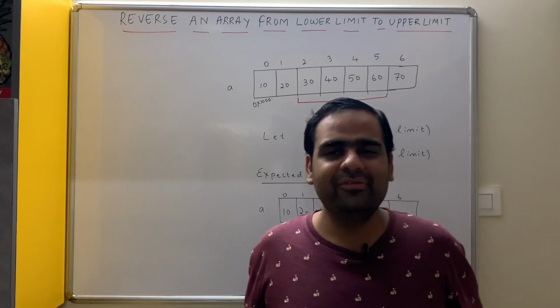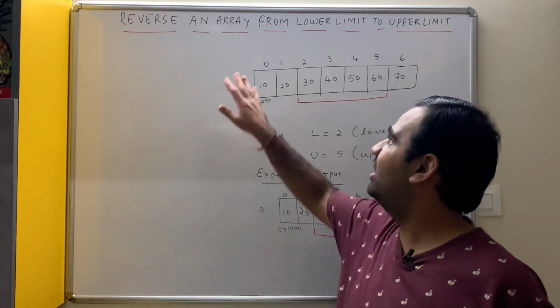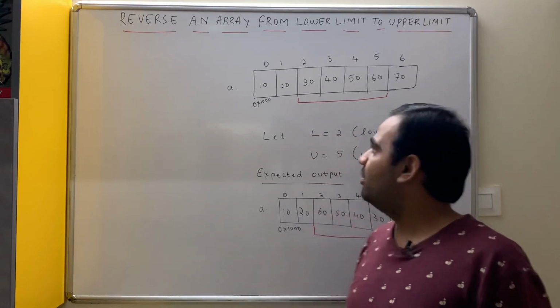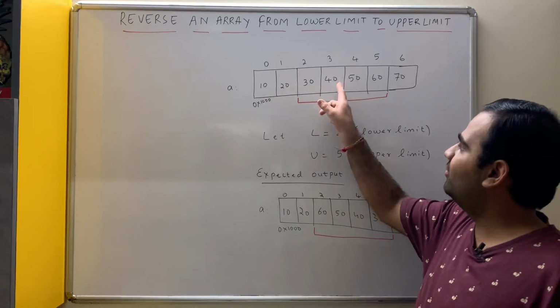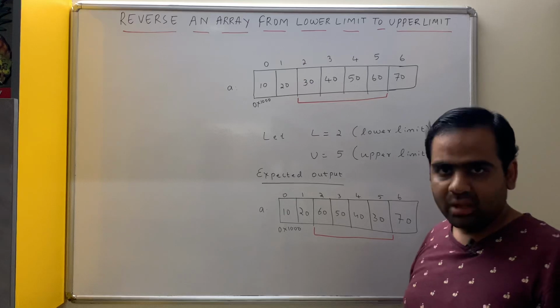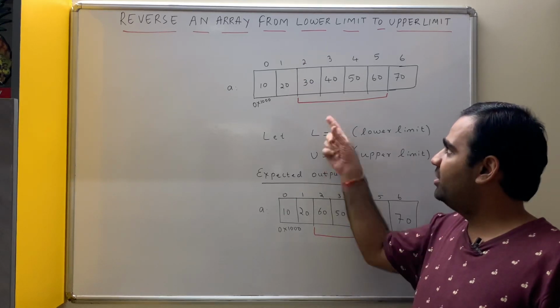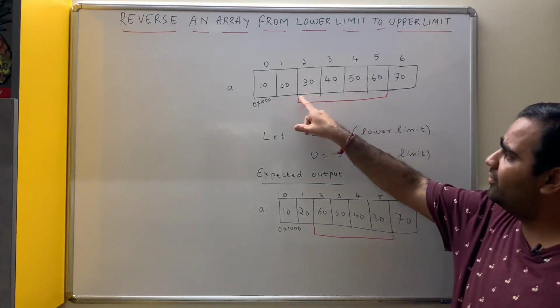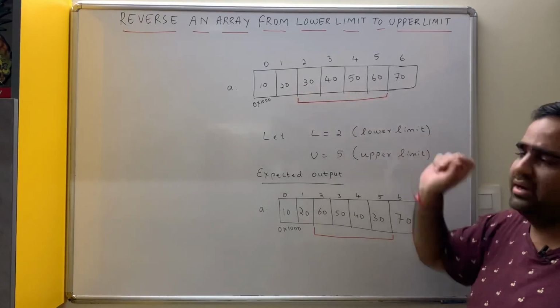In this video we will see how we reverse an array between the lower limit and the upper limit. Suppose this is the given array 10, 20, 30, 40, 50, 60 and 70, and let the lower limit be 2 and the upper limit be 5. I need to reverse the array between index 2 and index 5.